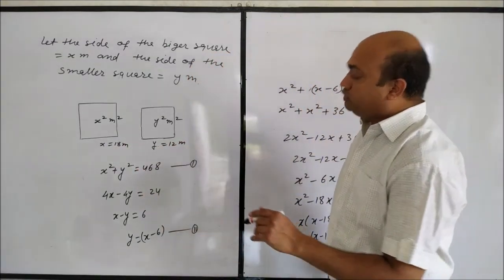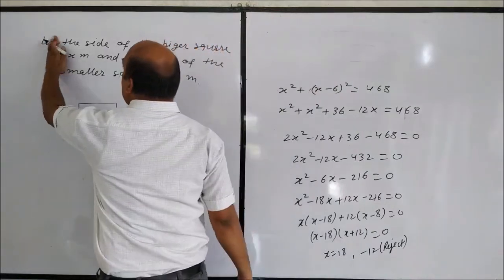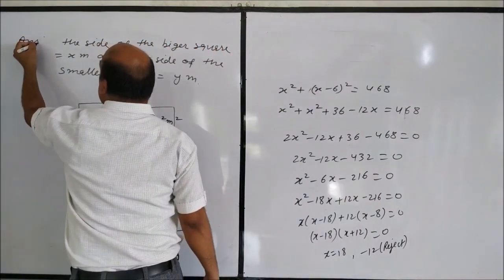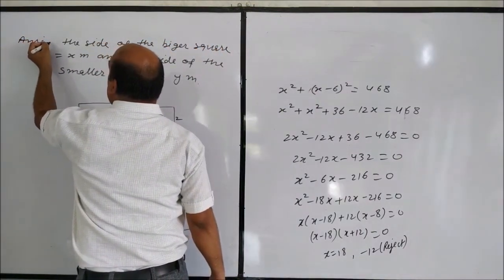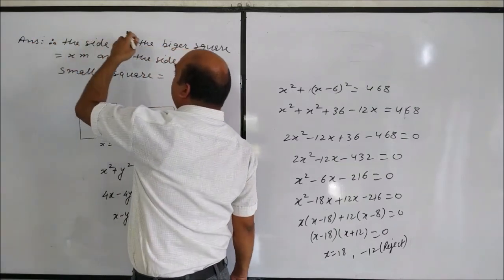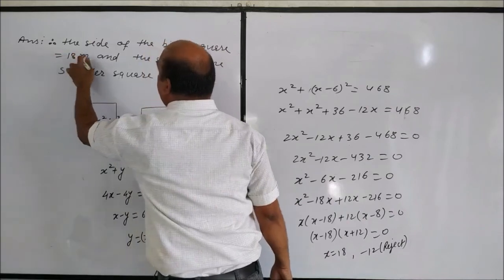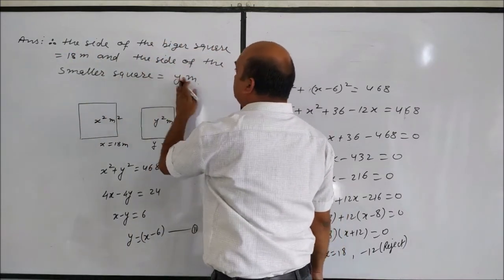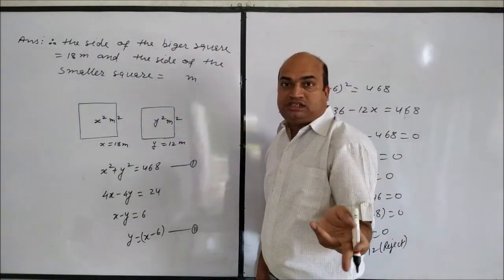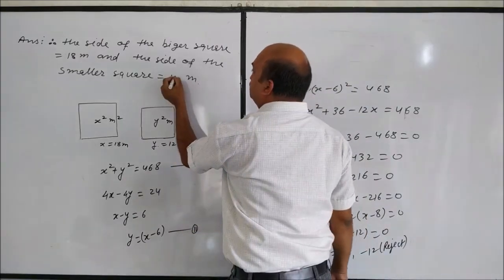Okay. So the final answer can be written as, therefore, the side of the bigger square is equal to 18 meter and the side of the smaller square is equal to 18 minus 6 is equal to 12 meter.